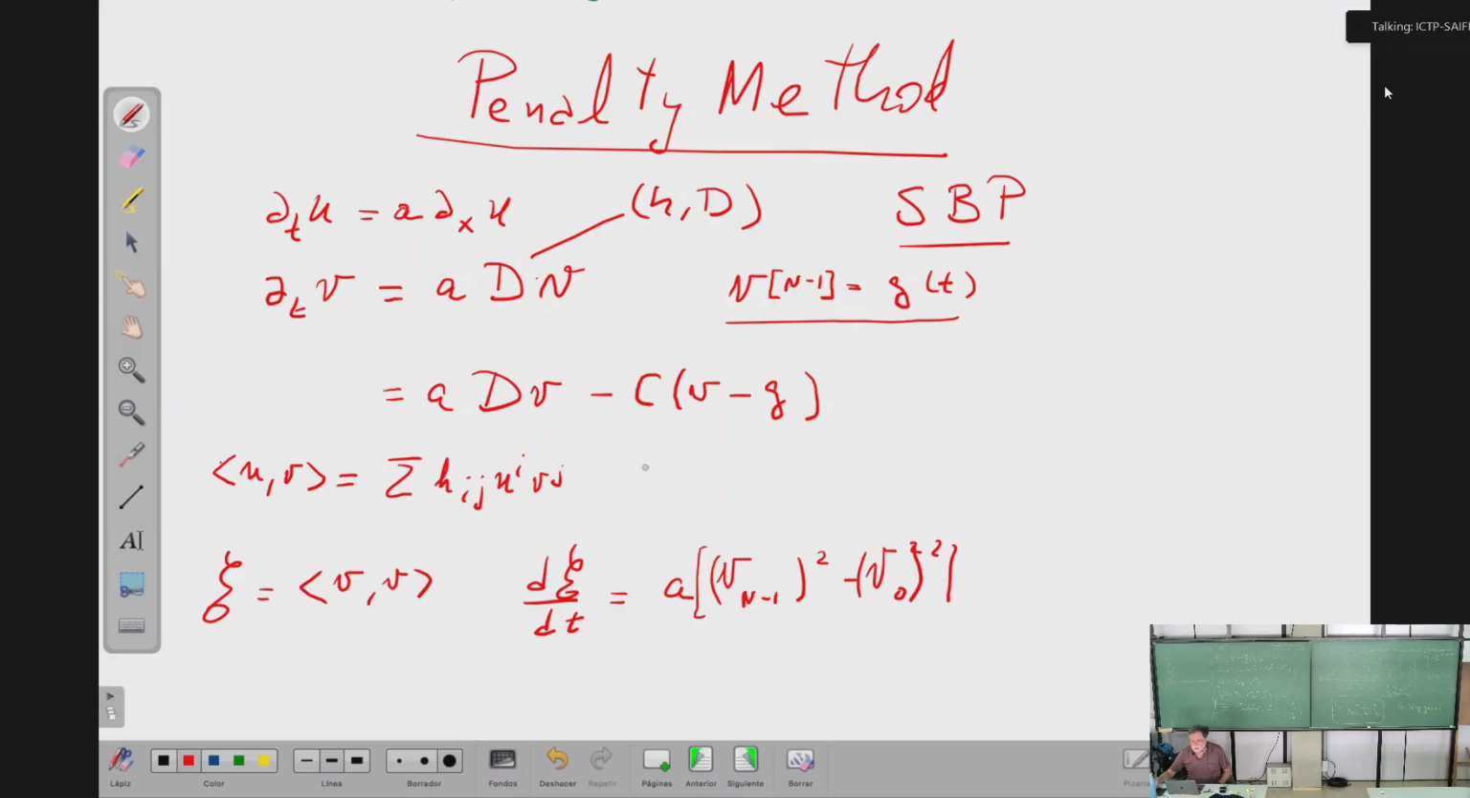So for this part, I will get this part. Remember this sum, so this will act only in the last point. So if this is a point i, this is i, and this only in the last point. So this is the last point, and there is a delta i, n minus 1 here, right? So this acts only in the last point.